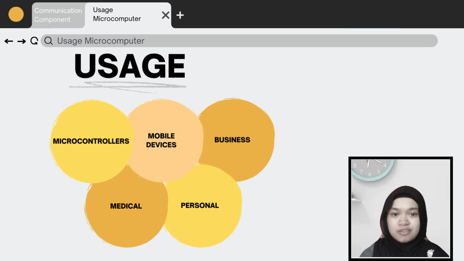For the usages of microcontrollers, a microcontroller is a type of microcomputer used to handle a task specific to it. It consists of the typical components of a microcomputer, such as a processor, memory, and input-output. Microcontrollers are available in many appliances and electrical equipment such as washing machines, robots, and even medical devices.